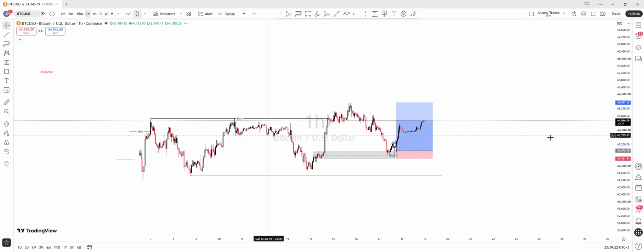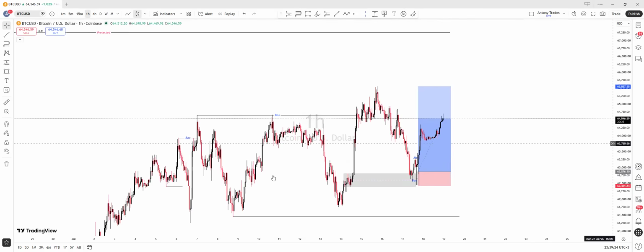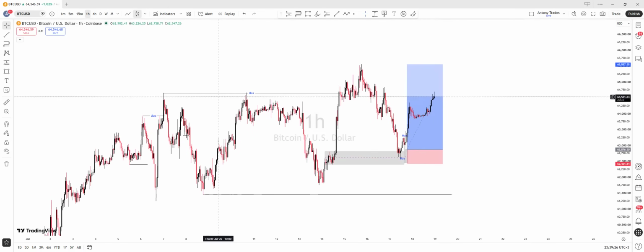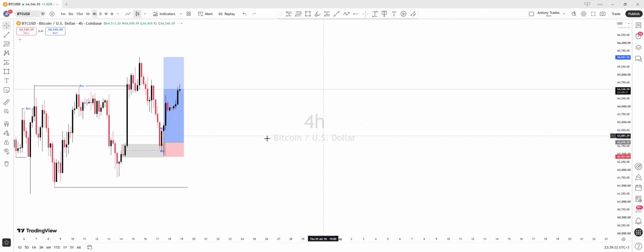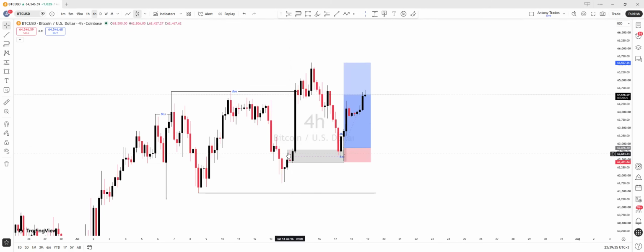Let me go to the 1 hour. You can see very clearly that this is the last break of structure here to the upside. So we had this demand zone from the 4-hour time frame. We have this order block, the last sell before the buy, which led to this break.